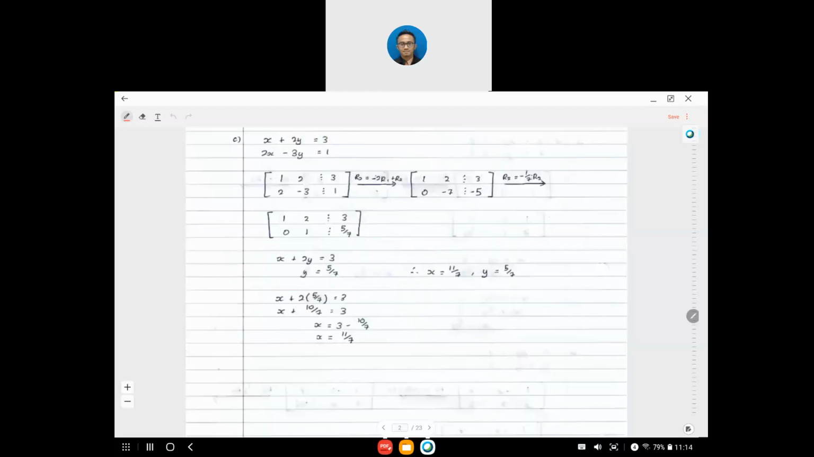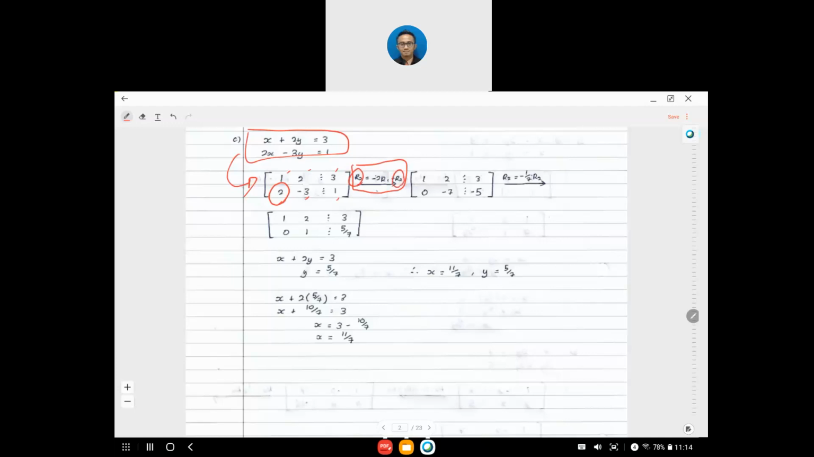Now, look at question C. Also the same thing. You have this linear equation. Convert to augmented matrix. So you get 1, 2, 3, 2, -3, 1. Also the same thing. You want to change this 2 into 0. So how do you change it? Produce this equation. Remember, you want to change row 2. Make sure it is plus row 2 only.